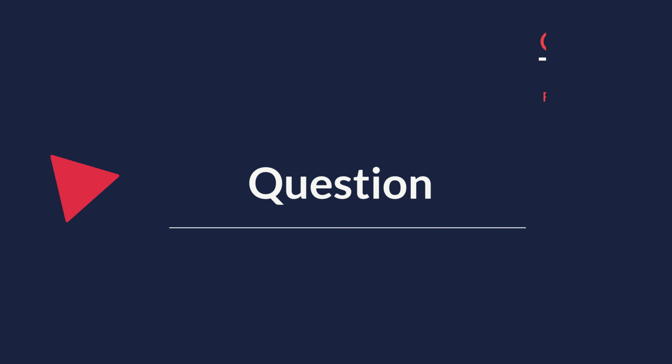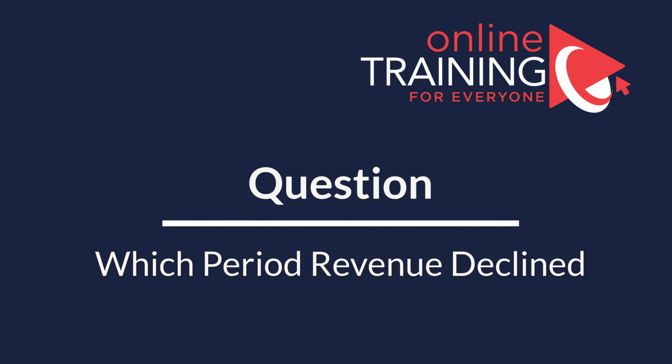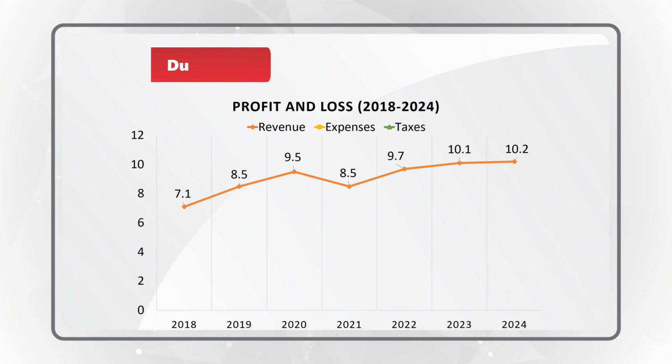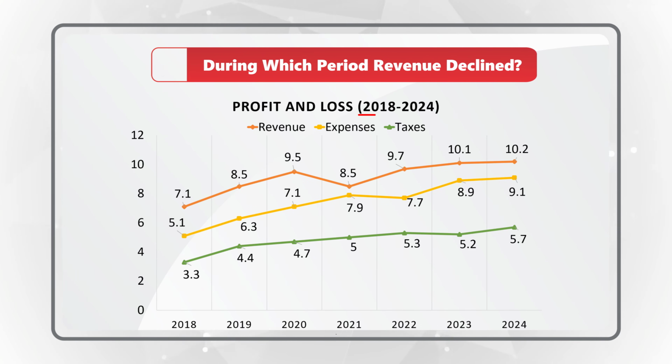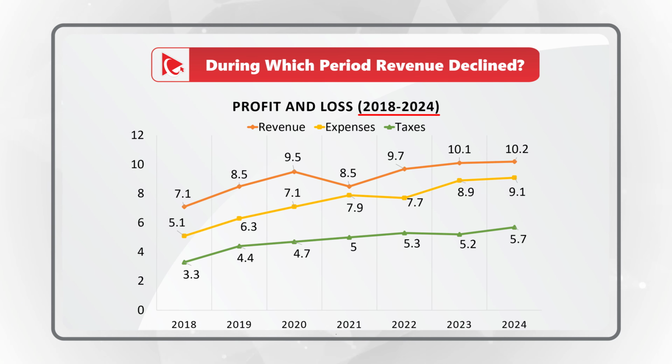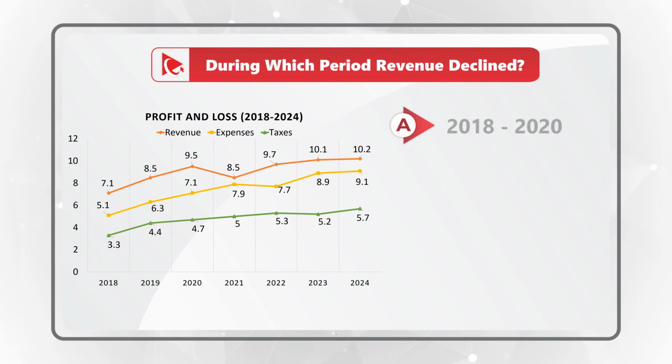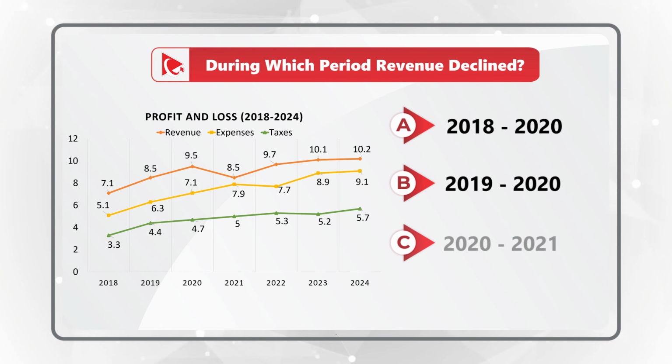And now it's time for you to practice your skills to see if you can come up with the answer. You're presented with a chart of profit and loss between the period of 2018 and 2024. The chart shows revenue, expenses, and taxes, and you need to determine during which period revenue declined. You have 4 different choices to choose from: choice A, 2018 to 2020, choice B, 2019 to 2020, choice C, 2020 to 2021, and then choice D, 2023 to 2024.